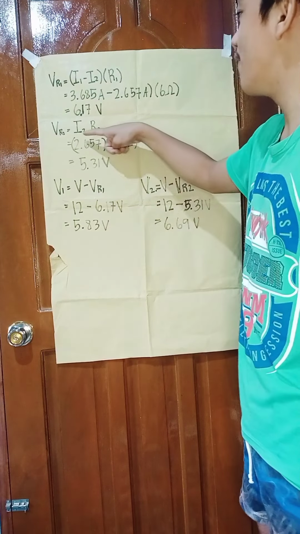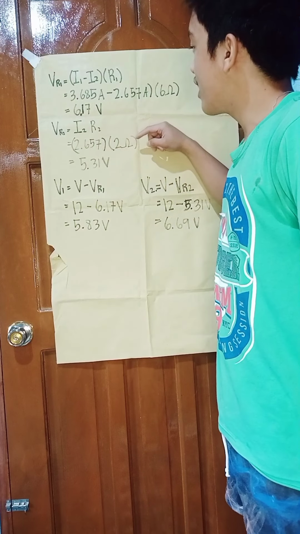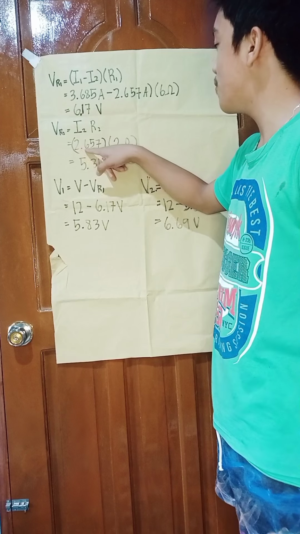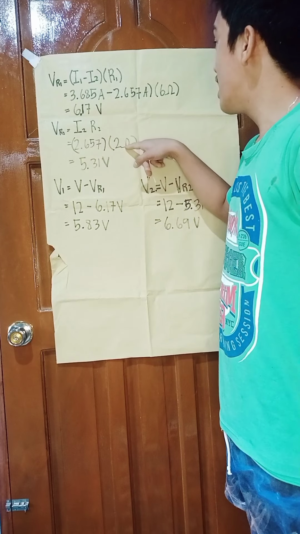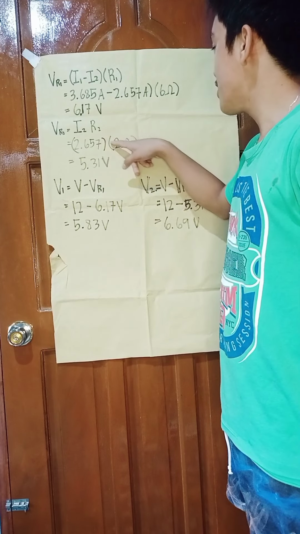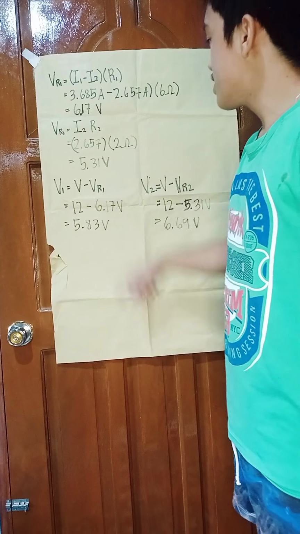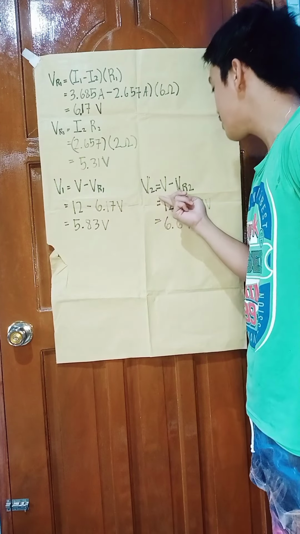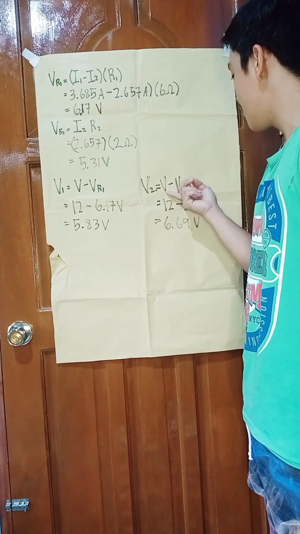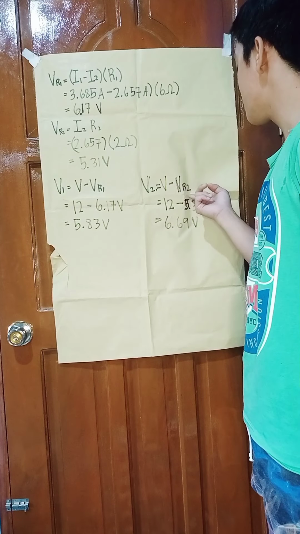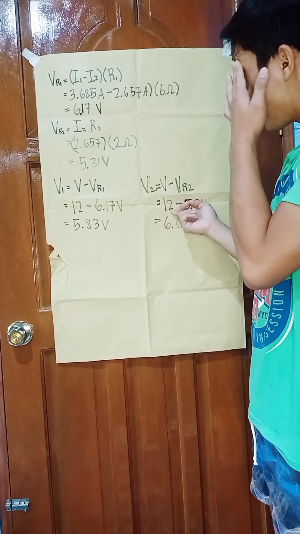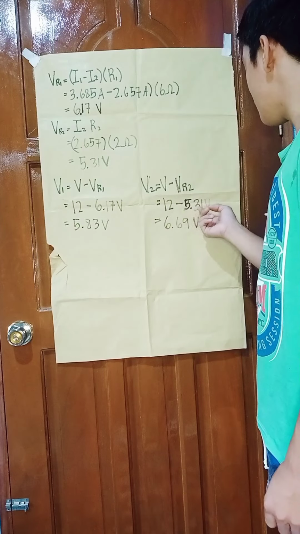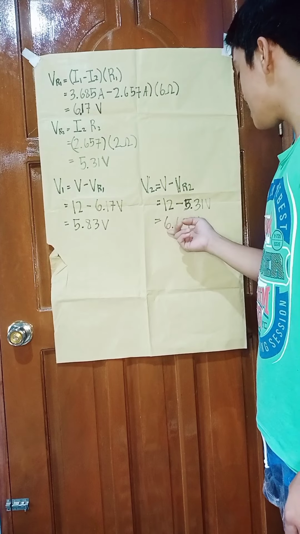Next is VR2. So VR2 is equal to I2 times R2. So I2 is equal to 2.657 amperes times R2, which is equal to 2 ohms. So it is equal to 5.31 volts. Now we can solve the V2. So V2 is equal to total voltage minus VR2. So total voltage is equal to 12 minus the VR2, which is 5.31 volts. So it is equal to 6.69 volts.